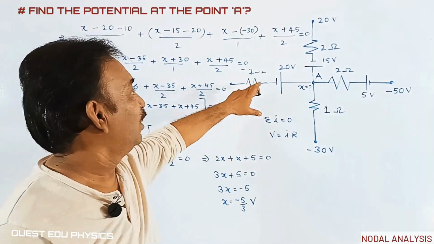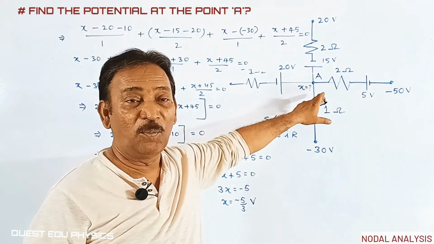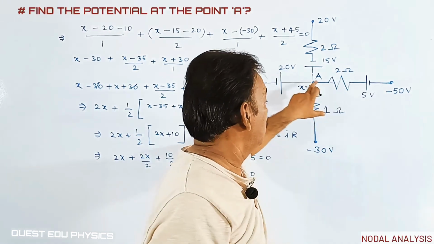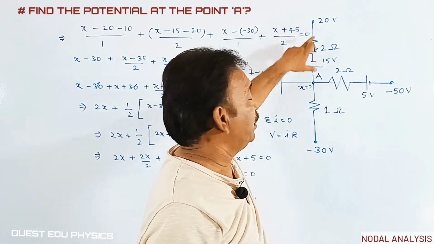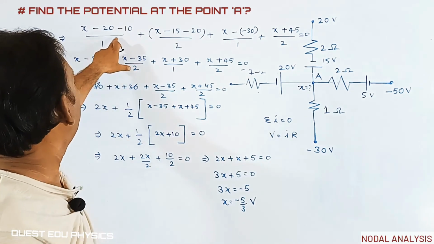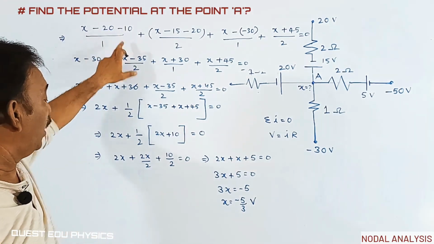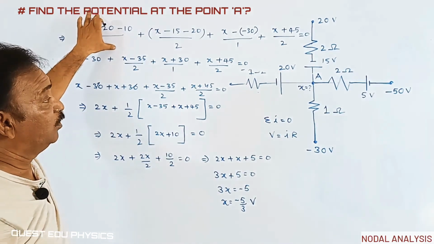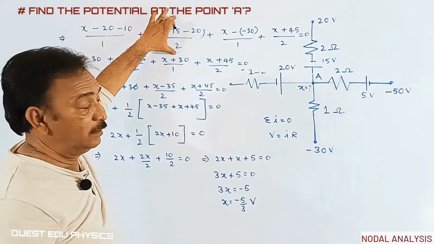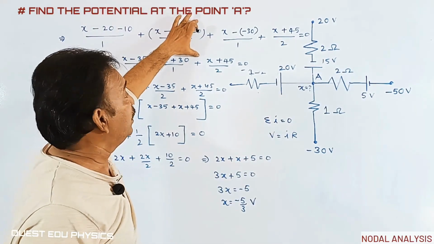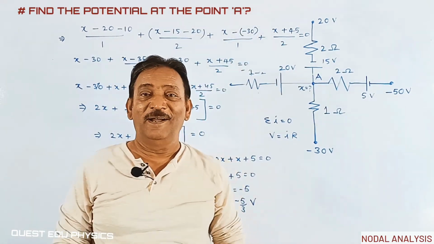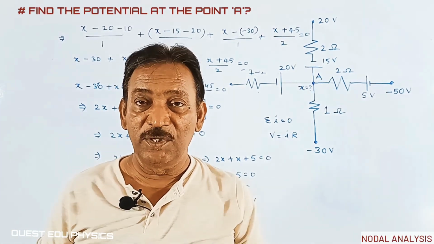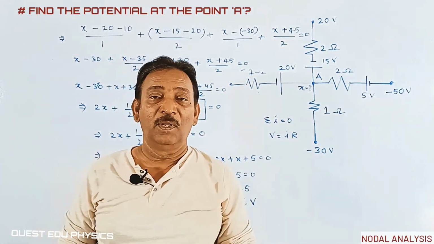By using nodal analysis, you can find out the potential anywhere. In the same way, you can calculate the current through this branch, this, and this by using the same method. Like we did before, every time you get I and substitute the value of x as minus 5 by 3 in this equation, we get the current in the branch. Similarly, we can get the current through the next branch, third branch, and fourth branch. It is the easiest way to find out the potentials as well as the currents by using nodal analysis, students. I hope you understood the problems well.